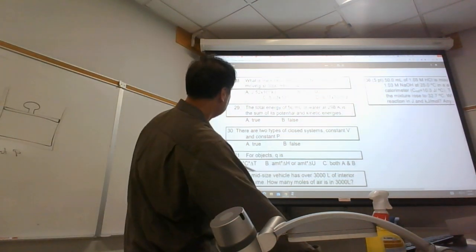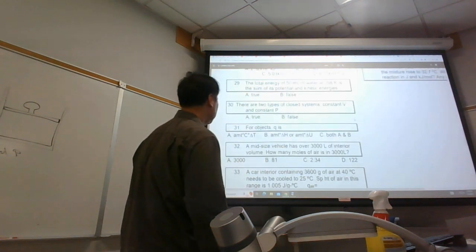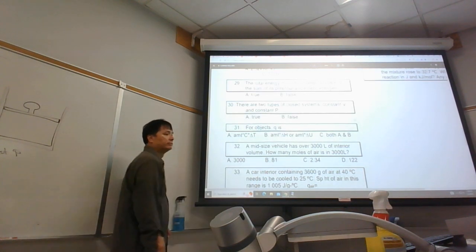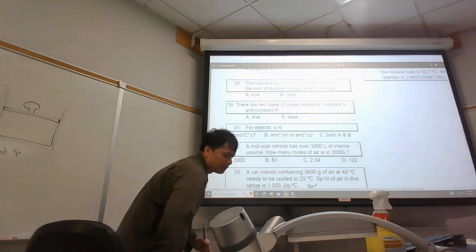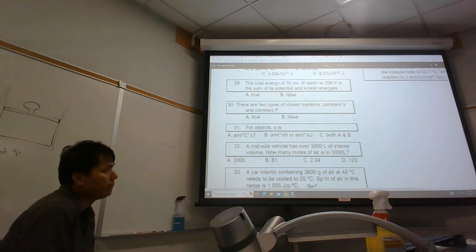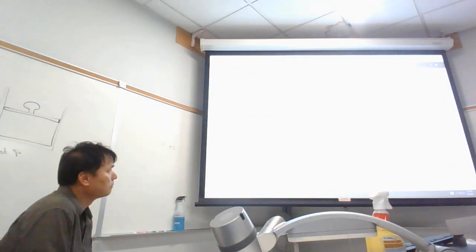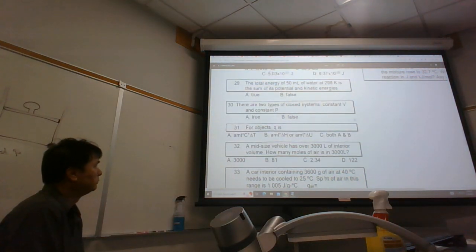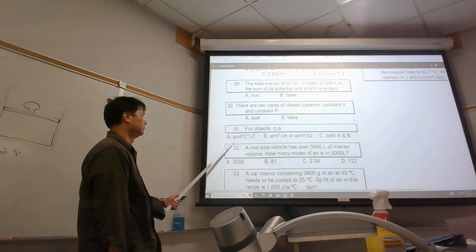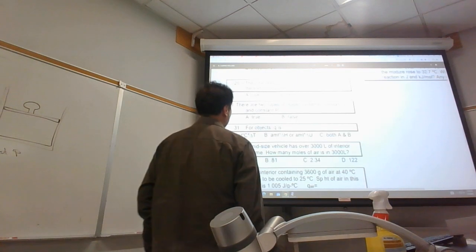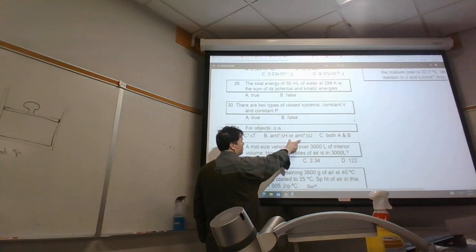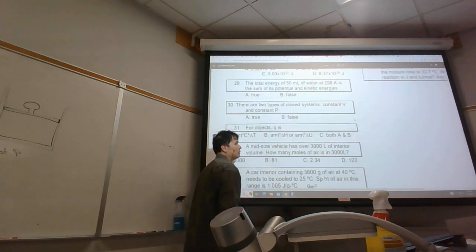All right, for objects, Q is A, amount times C times delta T, B, amount times delta H or amount times delta U, C, both A and B. Anybody else? A is correct. What's B? Yeah. B is also Q. Q is equal to the amount times delta H, or Q is equal to the amount times delta U. So B is also Q, but it's Q for not objects, it's Q for reactions and processes. All are Q, though.